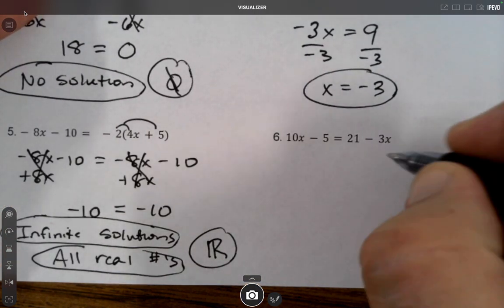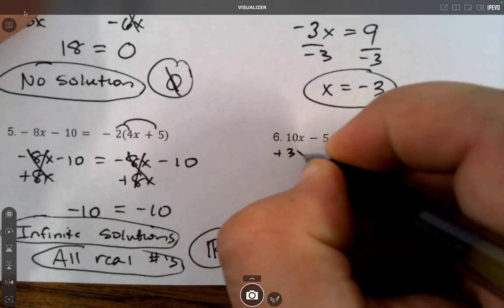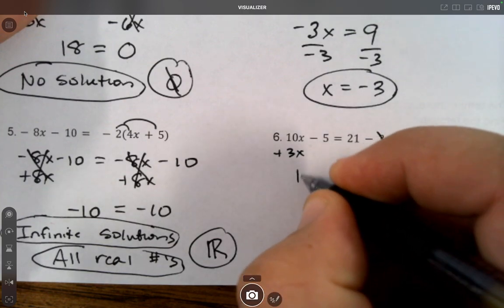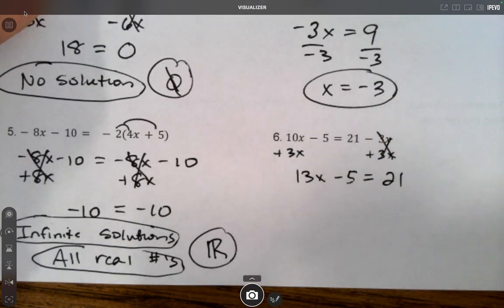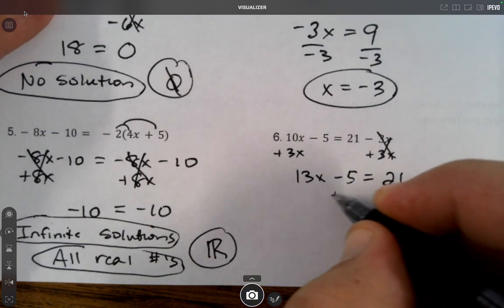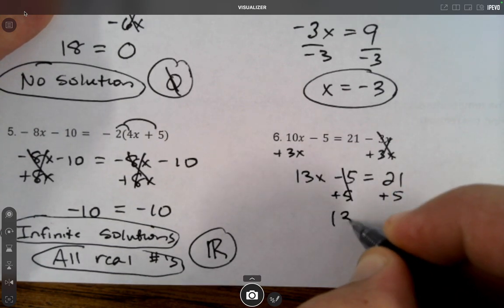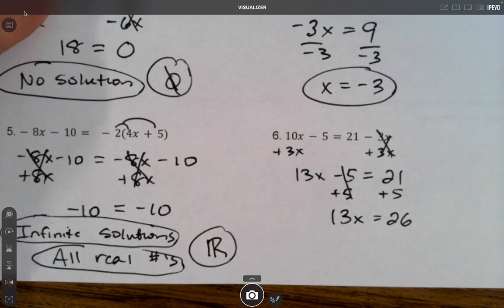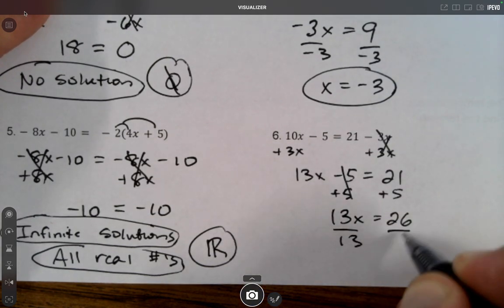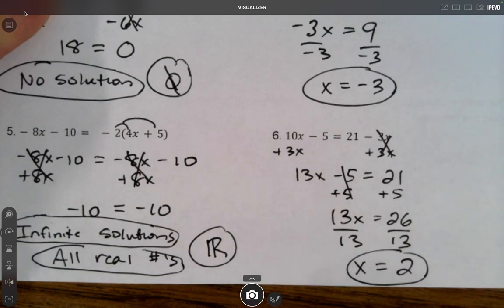Okay, number 6. I'm going to add 3x to both sides because my first step is to combine the variables. It gives me 13x minus 5 equals 21. I add 5 to both sides. Then I divide both sides by 13. And 26 divided by 13 is 2.